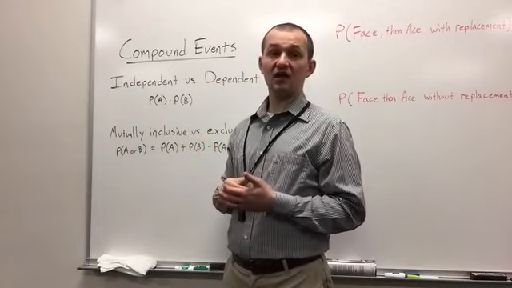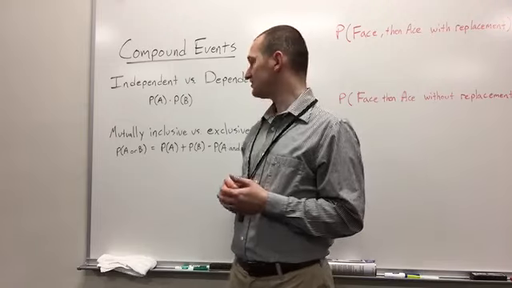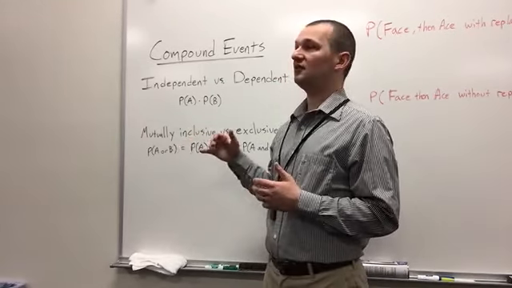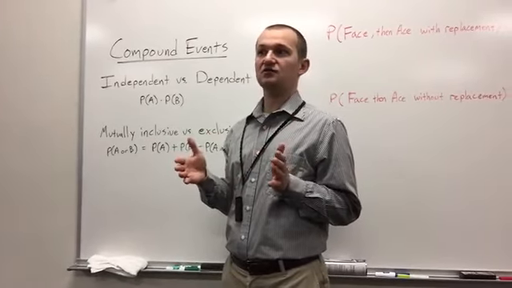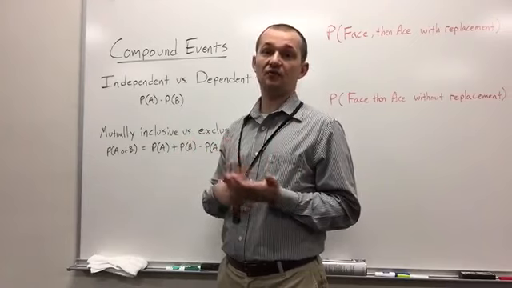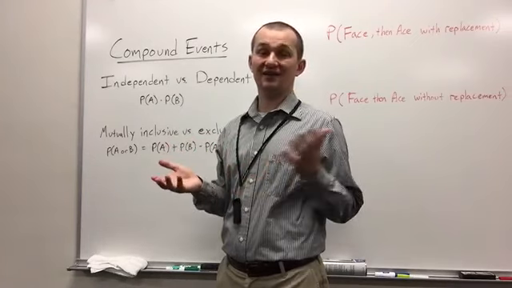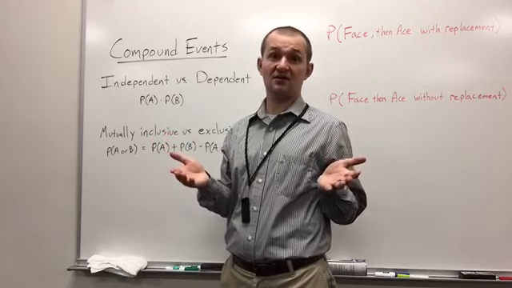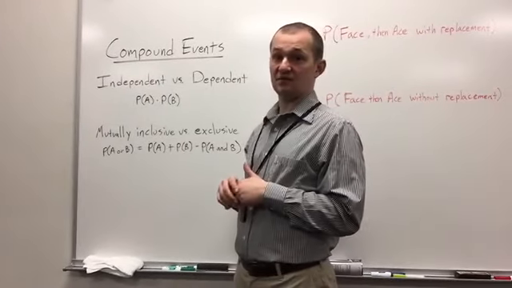The other thing we're going to look at is mutually inclusive and mutually exclusive events. Mutually inclusive means that two things can happen at the same time. So for example, if I wanted to draw a red card and a king, there is a red card that is a king, so I could have both of those things happen at the same time. Whereas mutually exclusive events cannot happen at the same time.